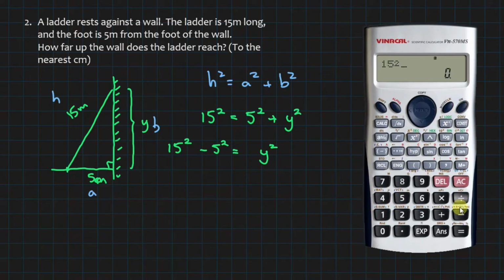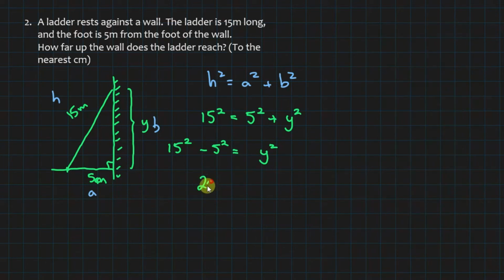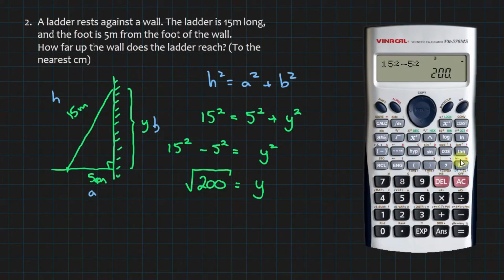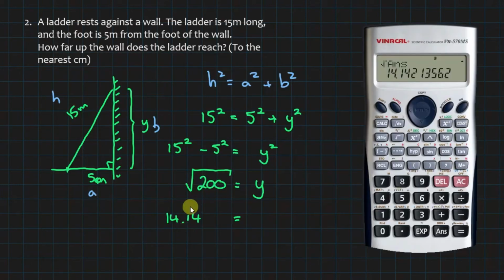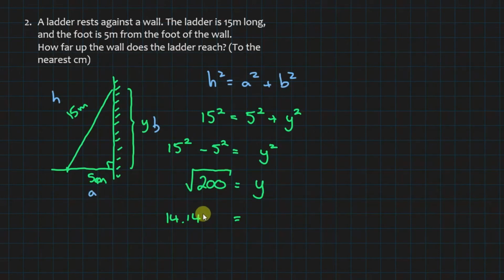15 squared minus 5 squared gives me 200. Seen me do this a lot of times before. Jumping from the y squared, I want to do the square root of both sides to give me the y. So the length y is the square root of 200. So I do square root of my answer, and I get an answer of 14.142135.